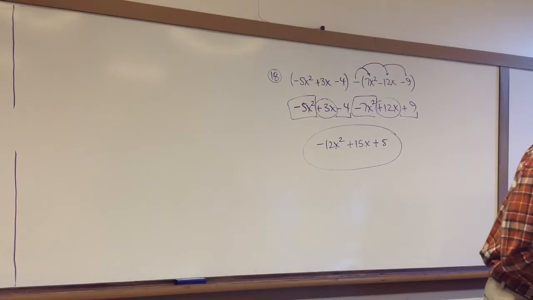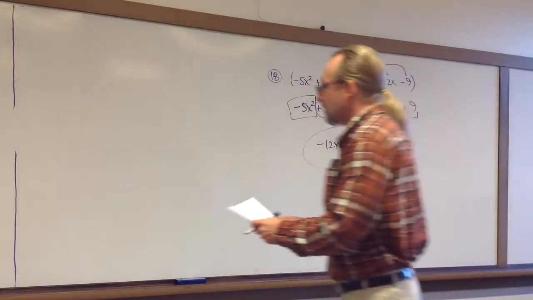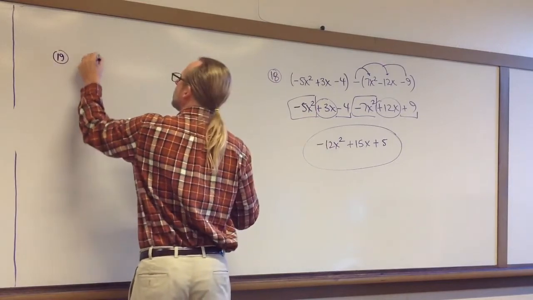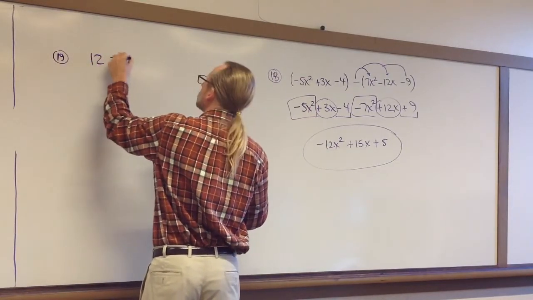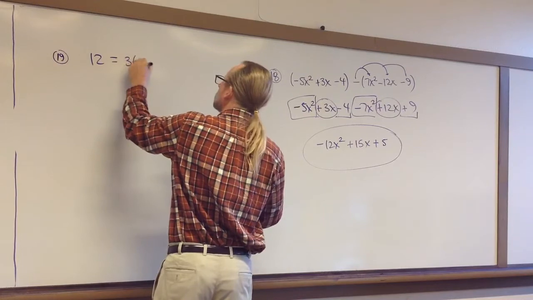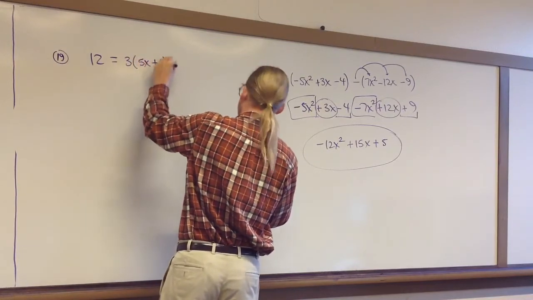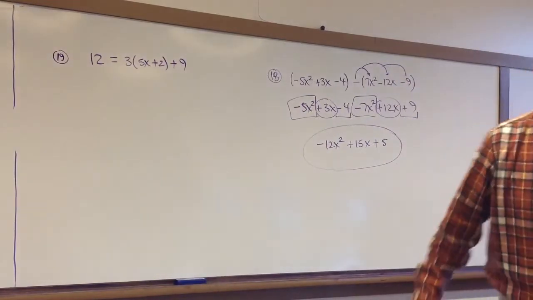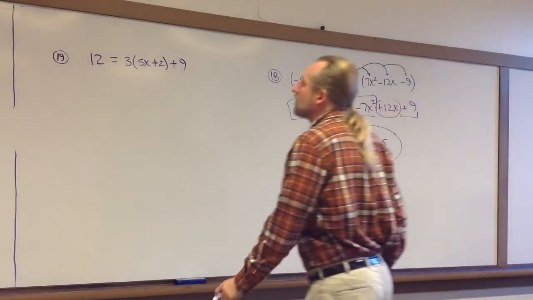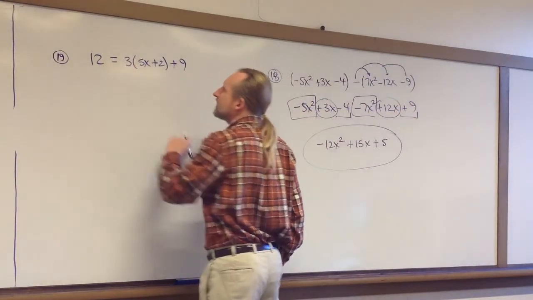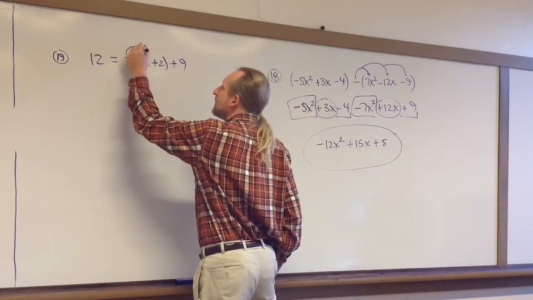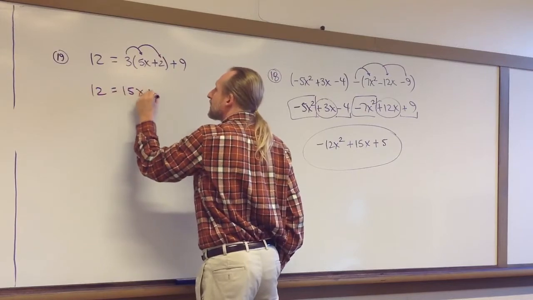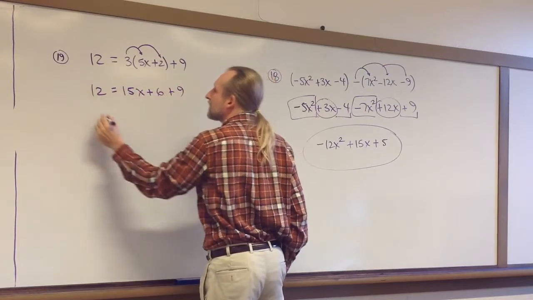Now, problems 19 and 20, we have to solve equations. So 19, we get 12 equals 3 times 5x plus 2 plus 9. All right, so what we want to do here is simplify things. We need to distribute this 3 into the parentheses. 15x plus 6 plus 9.